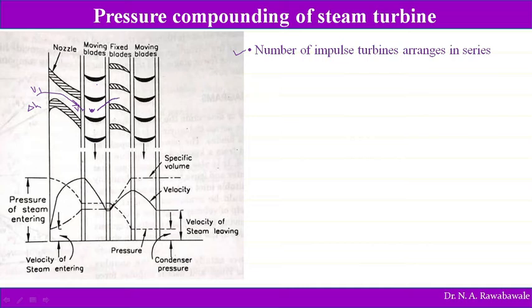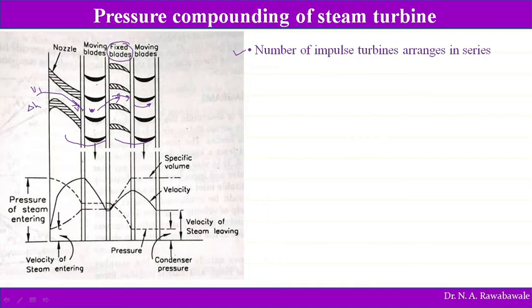Again it passes through the set of fixed blade. So this set of fixed blade works just like a nozzle. So first nozzle, second nozzle, and so on. So here this acts as a nozzle. Again here velocity increases, and it converts enthalpy into kinetic energy, and this high velocity steam enters into the set of moving blade. So pressure compounding is nothing but a number of impulse turbines arranged in series. This is the first impulse turbine, then this is the second impulse turbine, and so on.